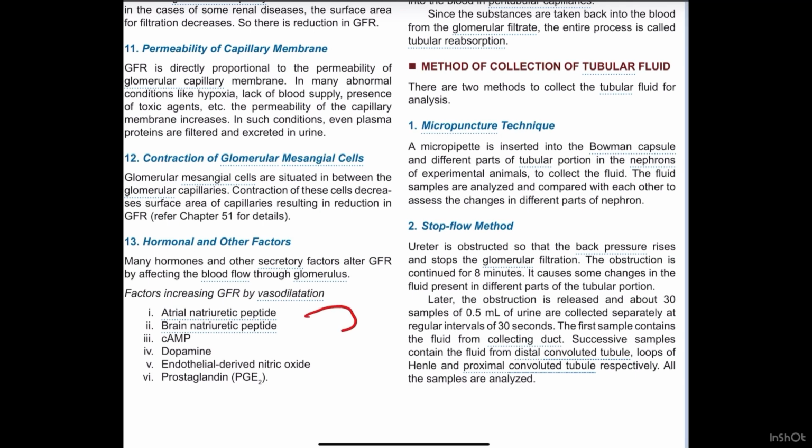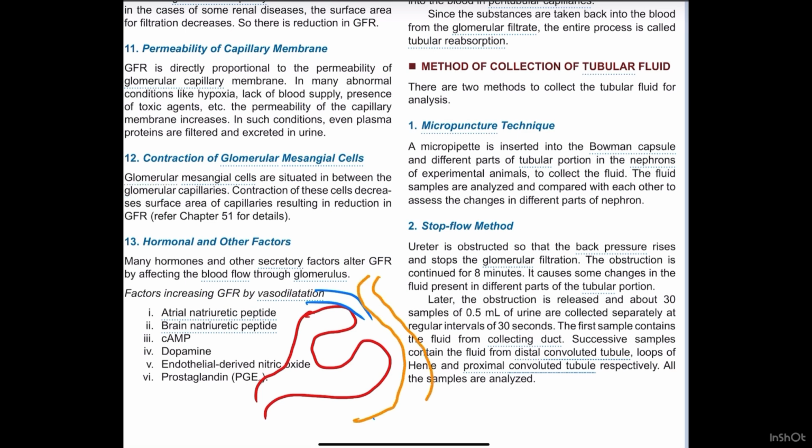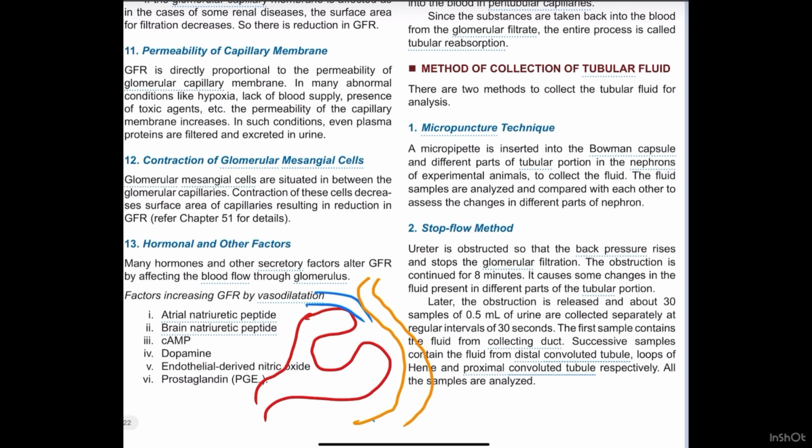Mesangial cells: this is the juxtaglomerular apparatus, where there is the afferent arteriole, and the distal convoluted tubule communicates here. We just discussed the afferent arteriole, and the efferent arteriole is seen like this. In between these, the mesangial cells are present. This is the area of the mesangial cells. If you type it in Google, it will show you. So this is what mesangial cells are.